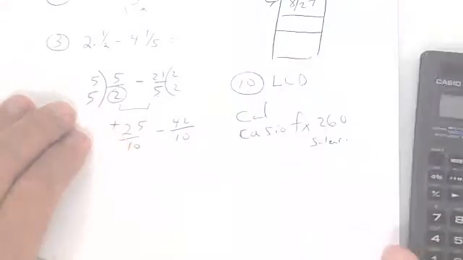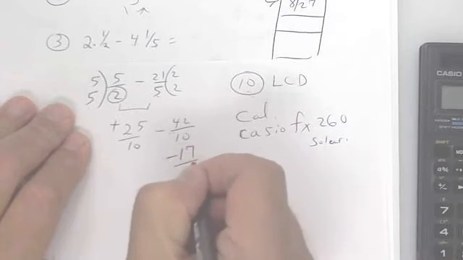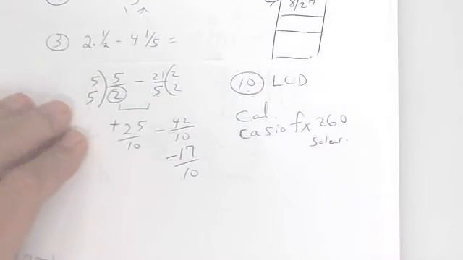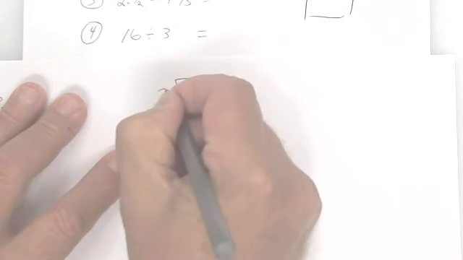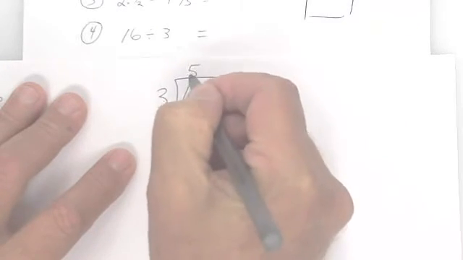And when I do that, I get a negative 17 over 10. I'm going to leave it as an improper fraction. Let's go on. Raise your hand if you have a question. Now 16 is being divided by 3. So you put 16 and you divide it by 3. 3 times 5 is 15.